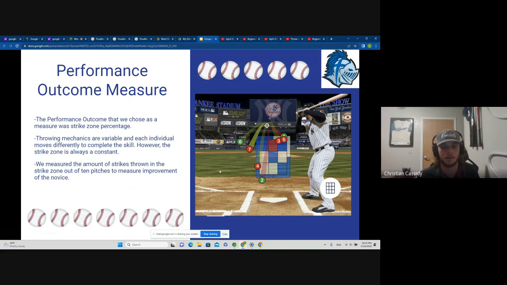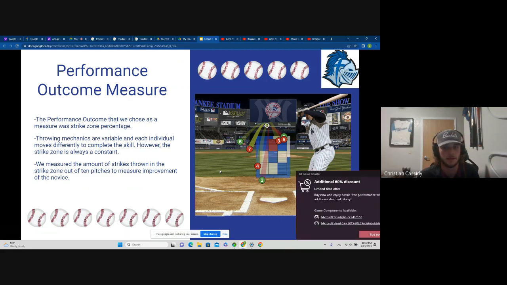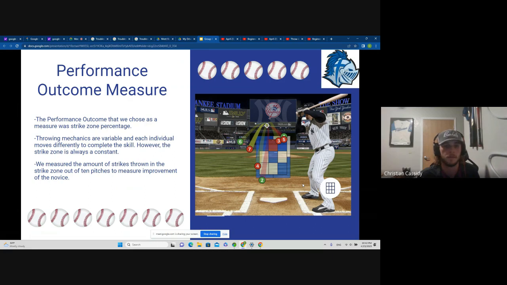And I knew that for Dyron, he's not going to move like I move. So we wanted to choose something that had his version of success as his own. The more pitches he threw in the zone, the higher his percentage was, because strike zones don't change, even though mechanics do. And that's why we chose this performance outcome measure.